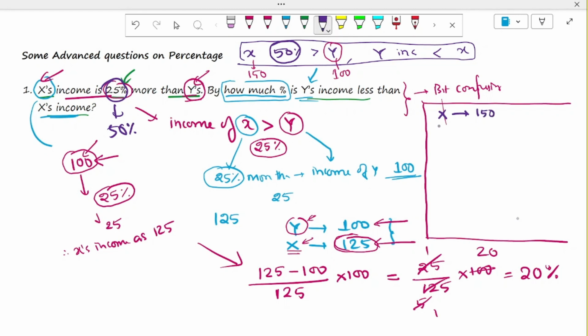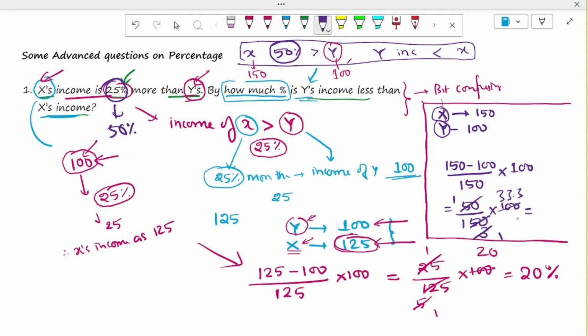So X's income is 150 and Y's income is 100. And if you want to find out Y's income with respect to X, for that what you will do: 150 minus 100 divided by 150 into 100. Okay. This will give you 50 divided by 150 into 100, and this will be equal to 33.33. So the answer for this question will be 33.33 percentage.